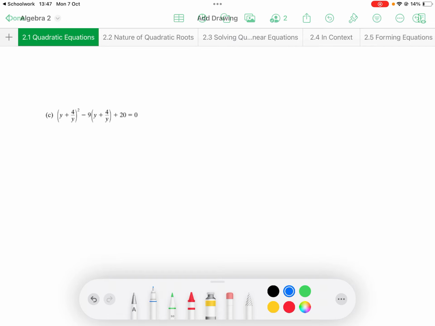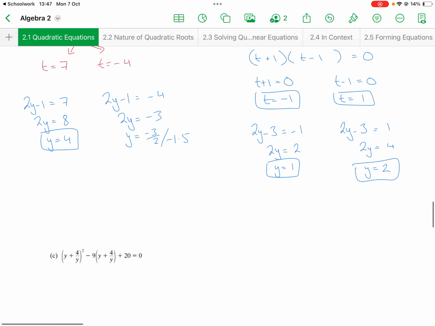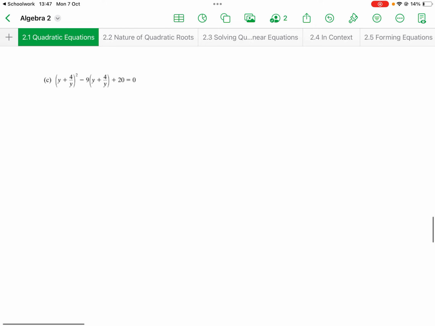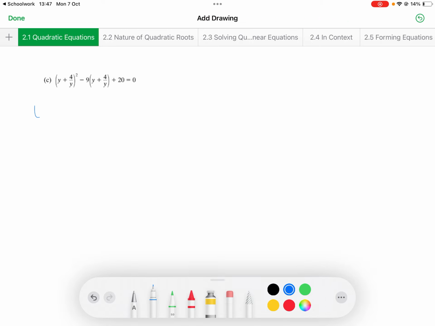Okay, so for this one, it's slightly more difficult, but what I'm going to do, so this is question 5, part C. I'm just going to stick with t. I'm going to say t is equal to y plus 4 over y. So that means everything in the bracket, so I'm going to rewrite my sum. It's t squared minus 9t plus 20 equals 0.